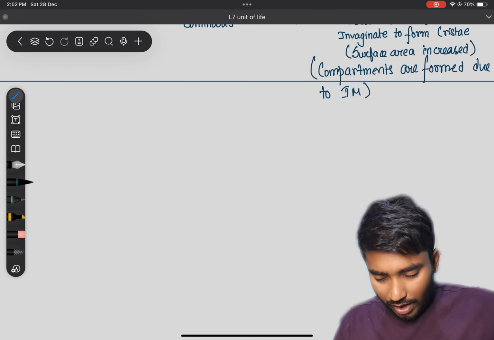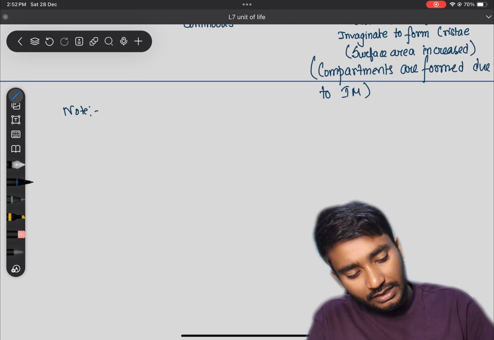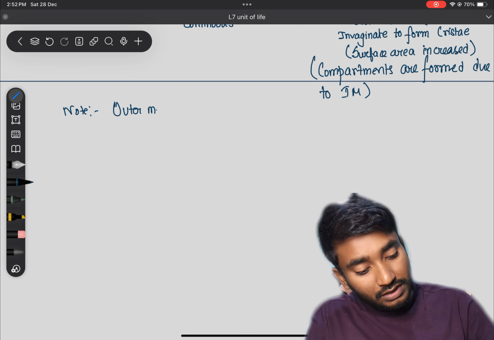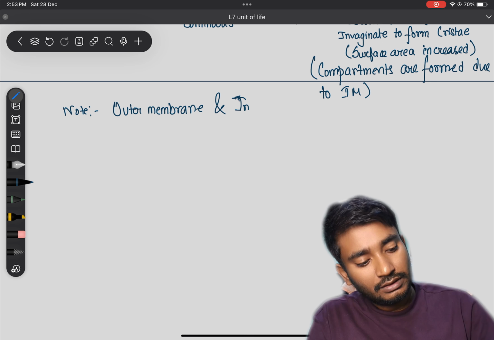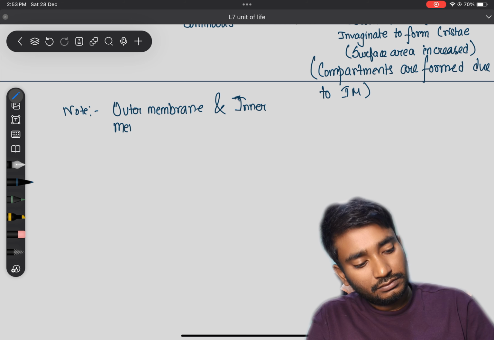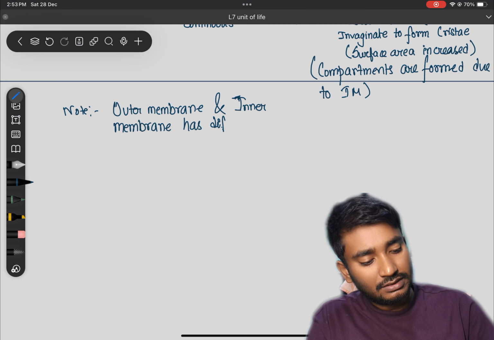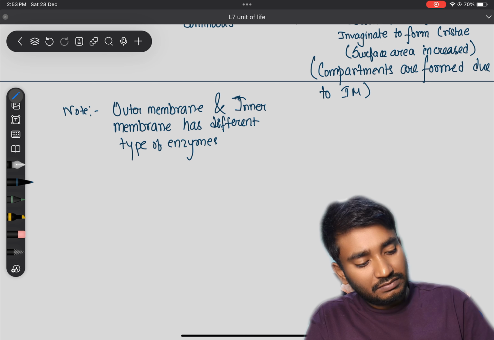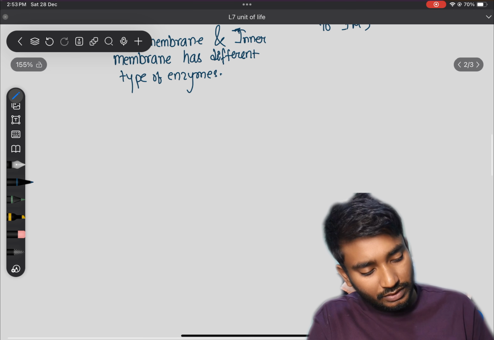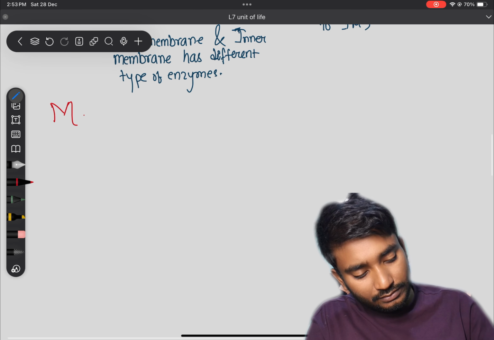Okay, so now we come, outer membrane and inner membrane have different types of enzymes. Make it a note. Outer membrane and inner membrane have different types of enzymes. Okay, now we come to matrix.